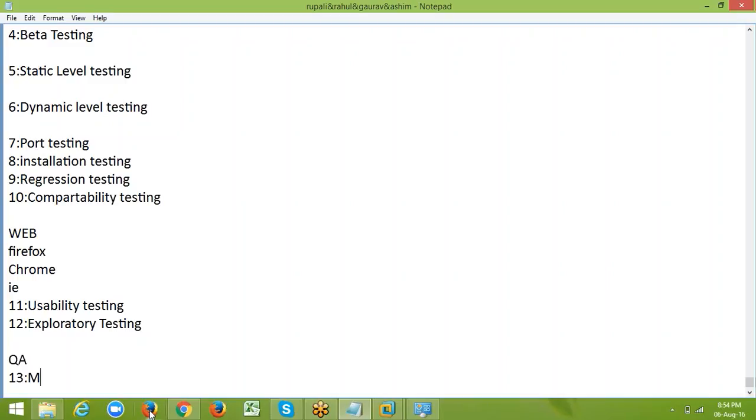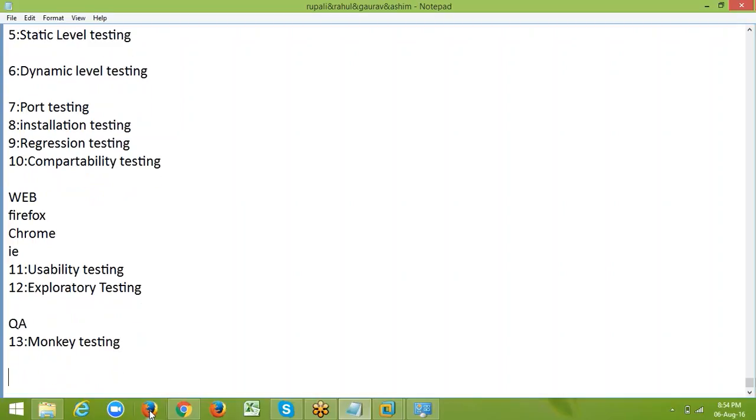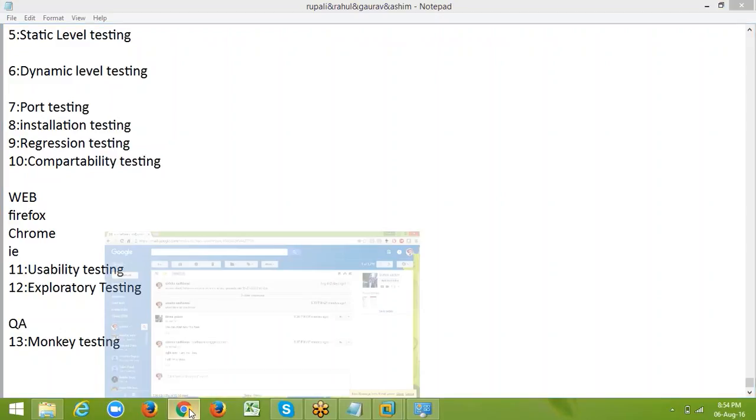Next one is monkey testing. So monkey testing means what? Observe. Doing abnormal actions on the application and testing is done. That is called monkey testing. What do we mean by abnormal actions? All persons are not using the application perfectly, right? Some people are there who are going to use it abnormally.